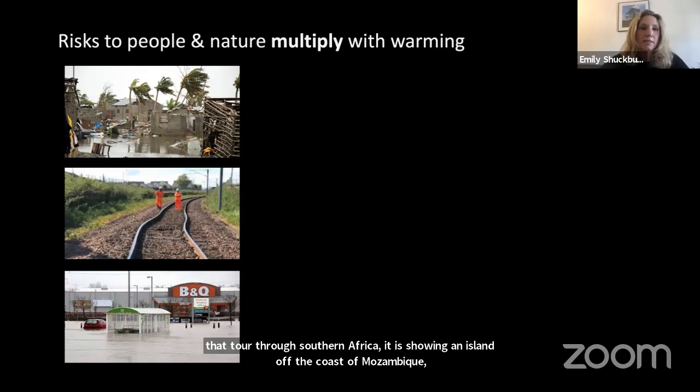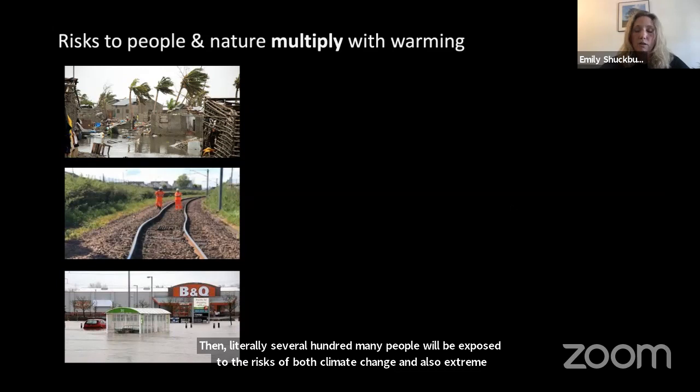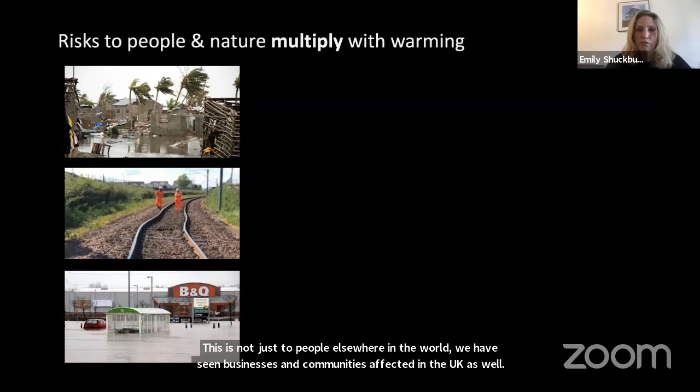cyclone, and it's estimated that as the warming increases, we're currently, as I said, just over 1 degree of warming, as it increases to 1.5, and if it were increased above that towards 2 degrees of warming, then literally several 100 million additional people are likely to be exposed to the risks both of climate change but also of extreme poverty. And it's not just to people elsewhere in the world. We've seen risks to businesses and to communities in the UK as well. And there's just a couple of images of the impacts of climate change on businesses shown there as well.